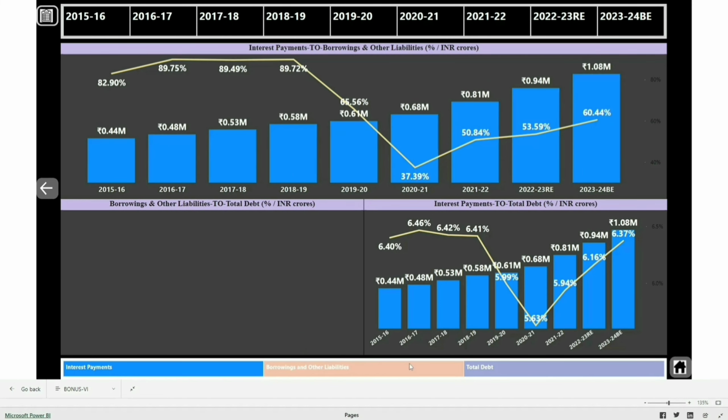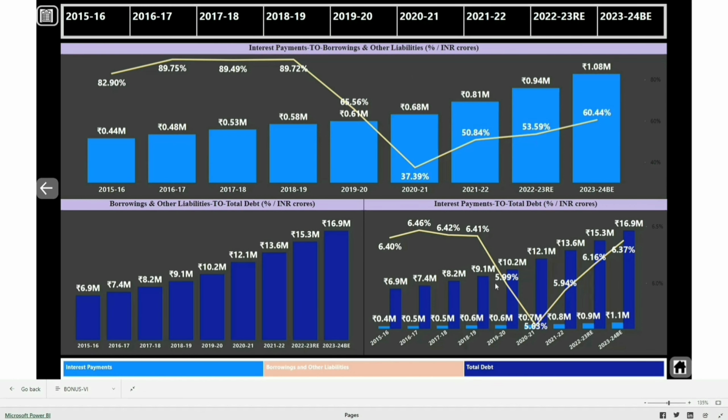Similarly, what we'll be looking at now is the total debt, right? The previous chart was for each year's borrowings, but here interest is being represented as a percentage of total debt, right? Because government has taken a lot of debt before that. So as a percentage, this reduces significantly, right? So you can see 6.4, 6.46, and now it happens to be 6.37. So the percentage of interest payment being made in terms of government's total debt has actually reduced.